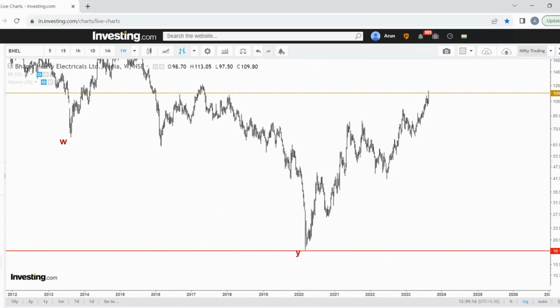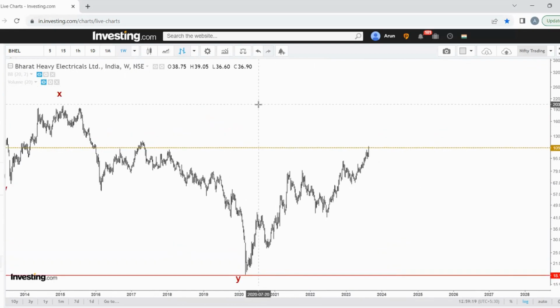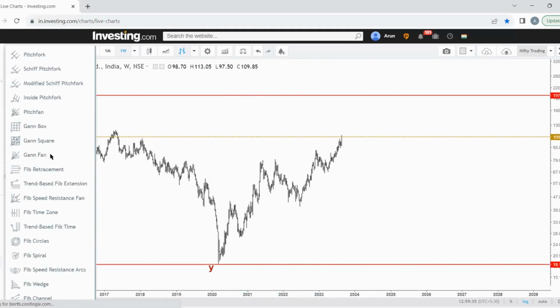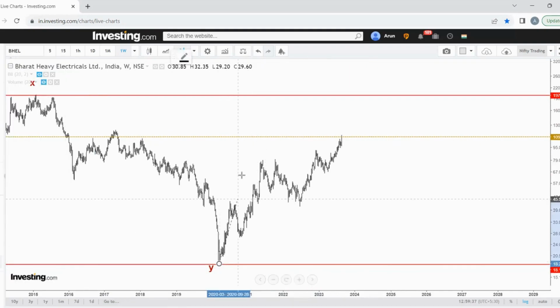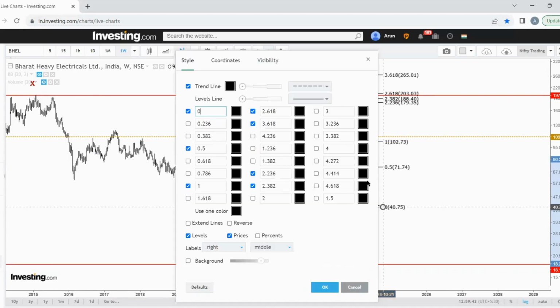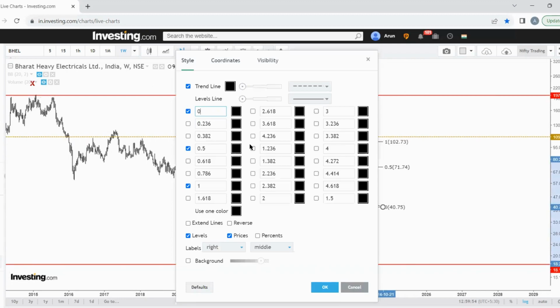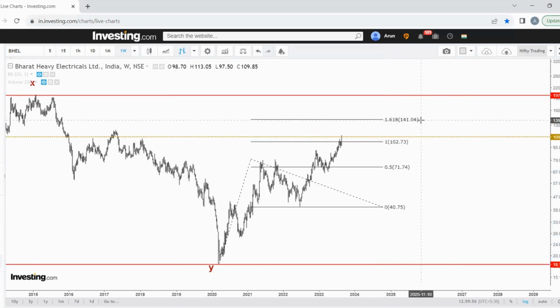It may be A, B, C also, because since the X zone is not yet crossed, we can count it as A, B, C also. It's an alternate. Now we are assuming that the correction has been over and we are moving in 1, 2, and 3. So the third wave can go and move this way. So far it has reached 100% of this wave 1 and is still moving. So I put the 1.618 level. This 140 level comes here.